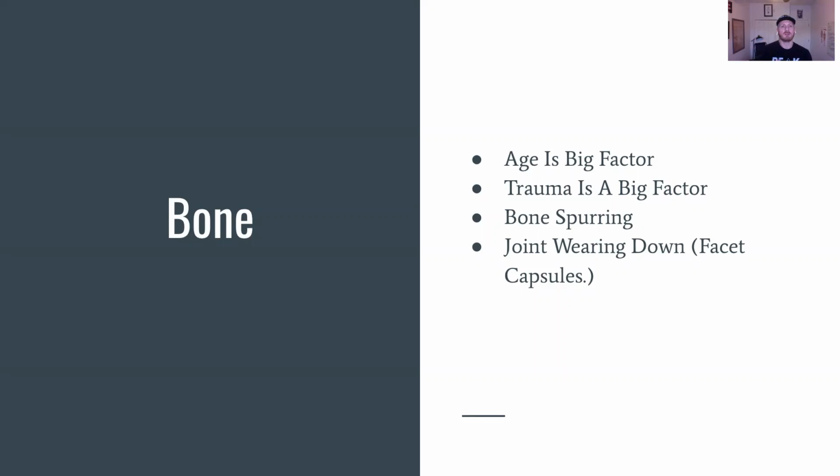They're kind of like the shock absorber of your spine. And over time, those get beat up with that bone spurring, and those facets start to get really damaged. So bone is definitely a factor in a lumbar spine.